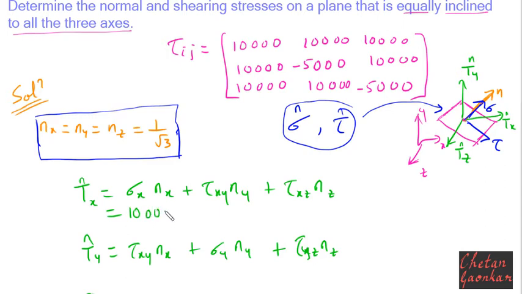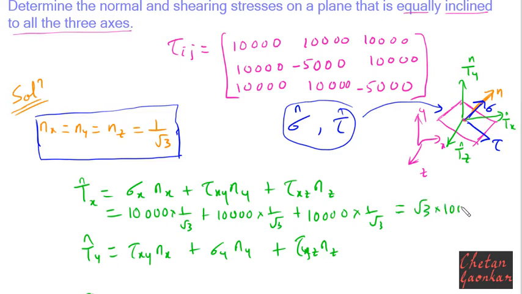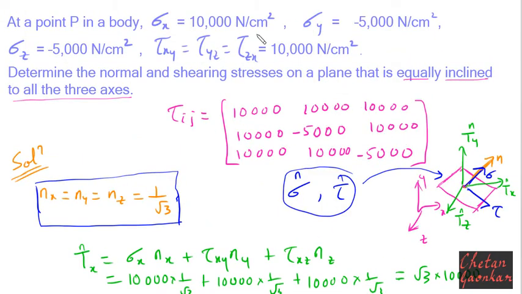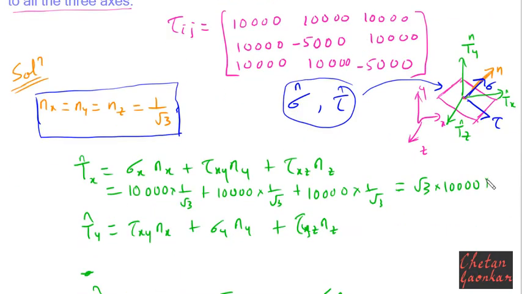It is 10,000 multiplied by 1 by root 3, plus this is how much? Tau xy is also 10,000 multiplied by 1 by root 3, and then how much is tau xz? This is also 10,000 multiplied by 1 by root 3. Now if I just do this calculation, I will get this Tx as root 3 times 10,000, and what will be the units? Since here the units are Newton per centimeter square, even this will be Newton per centimeter square.